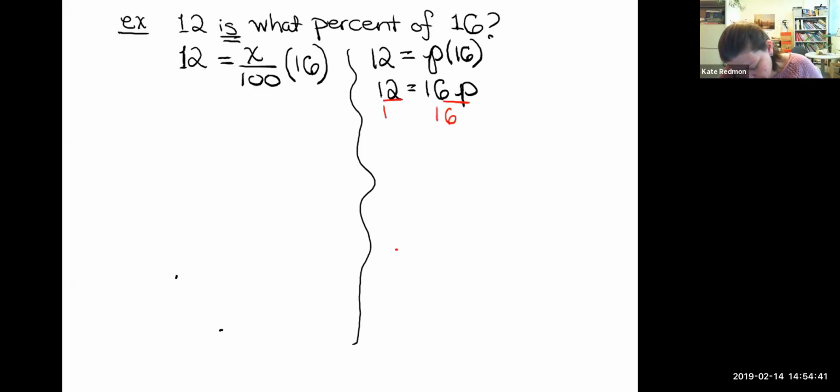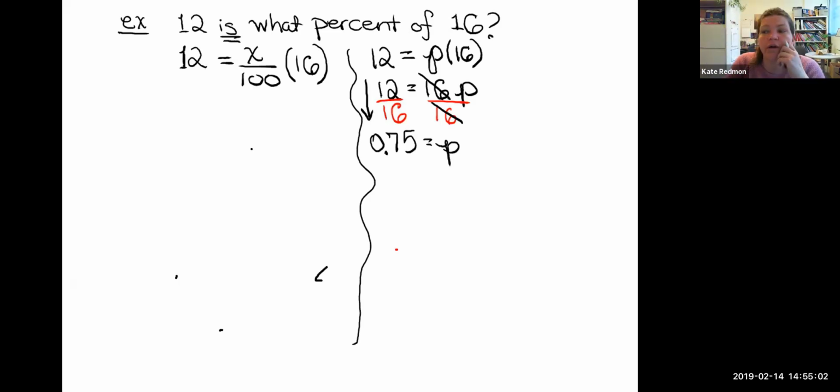And I'm doing it on both sides so that my equation stays balanced. Now on this right-hand side, multiplying and dividing by 16 did cancel, so P was alone just like I wanted. And on the left-hand side, that's calculator work to do. Make sure when you type this in the calculator, you type it in the right order. 12 divided by 16, not the other way around. And I do get 0.75.